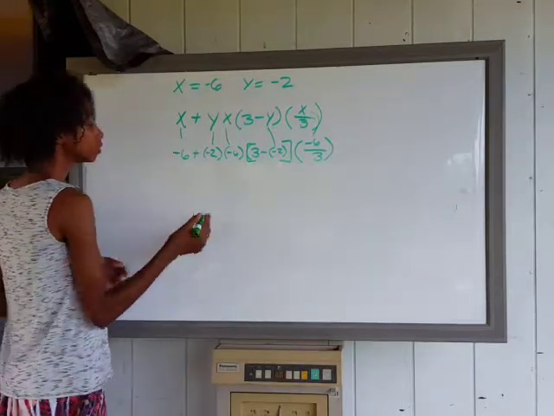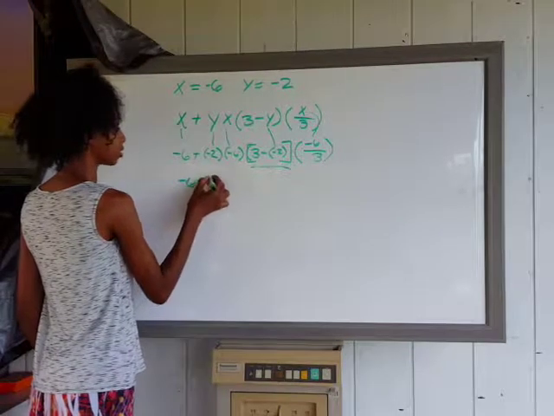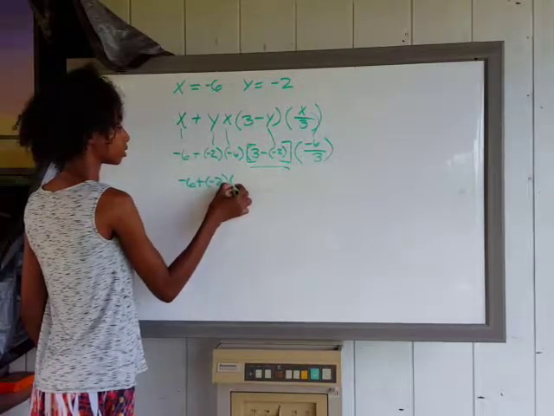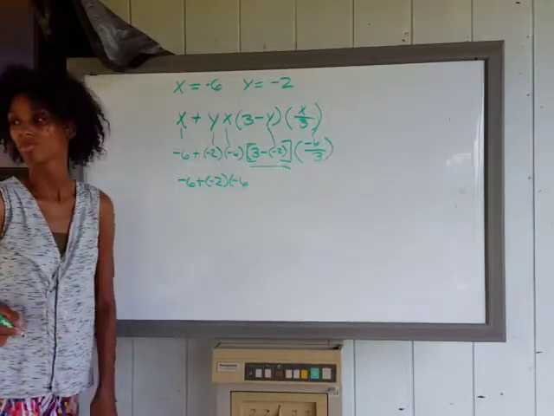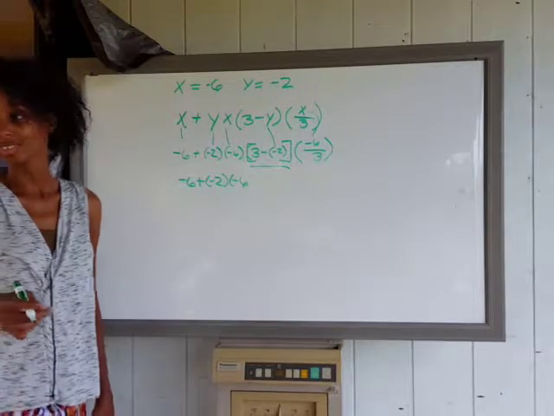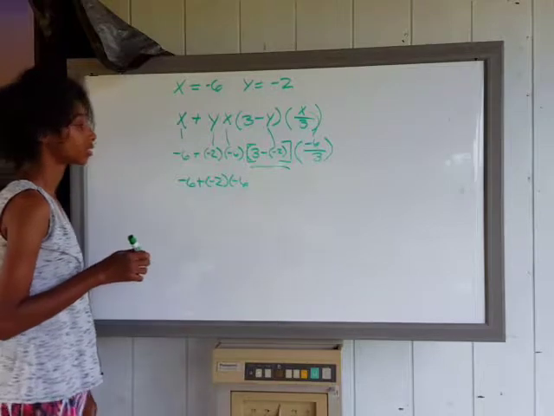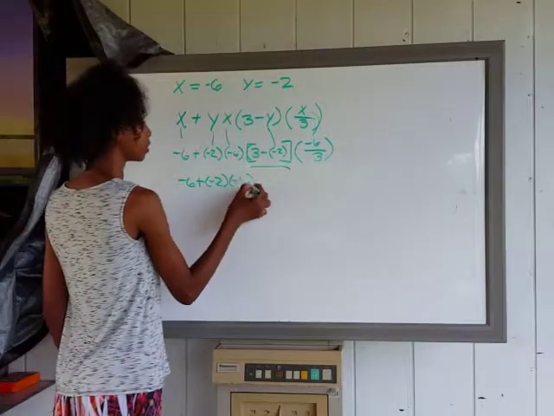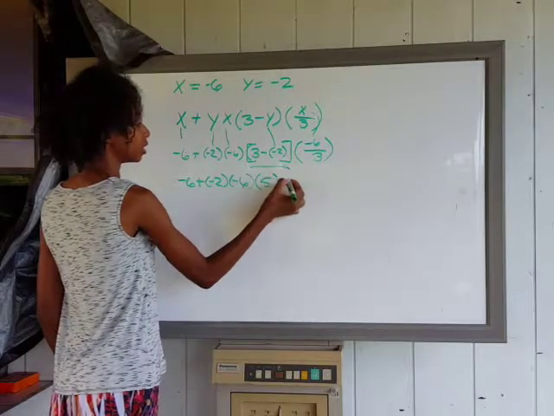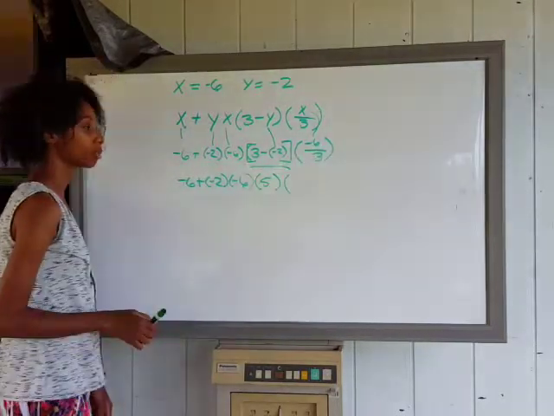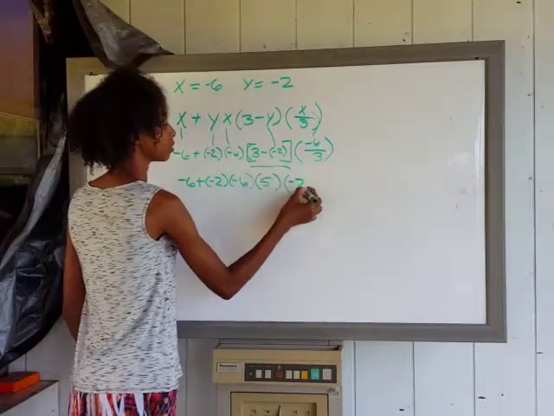Alright, so we're going to start with our parentheses and do this first and bring this down. So 3 minus negative 2. Joshua? 3 minus negative 2 equals positive 5. And then this parentheses, negative 6 divided by 3, equals negative 2.